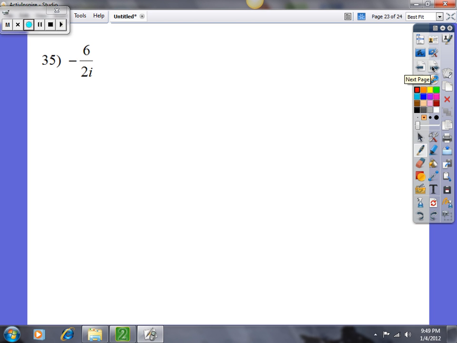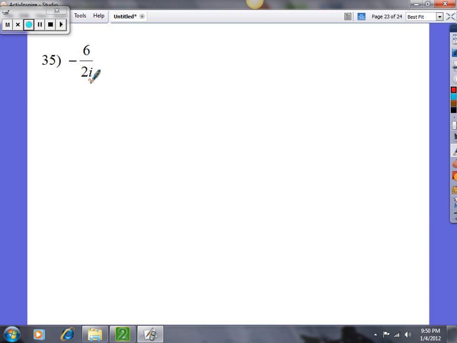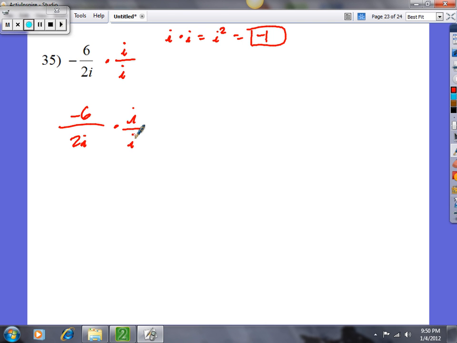35. A negative 6 divided by 2i. The only problem is, in the denominator I've got an imaginary number. And remember, i times i is equal to i squared, which is equal to a negative 1. So that negative 1 is a real number. It's an integer. So I'm going to multiply the top and the bottom by i. And this negative out front, I'm just going to write it up with the 6. So I'm going to have a negative 6 divided by 2i times i over i.